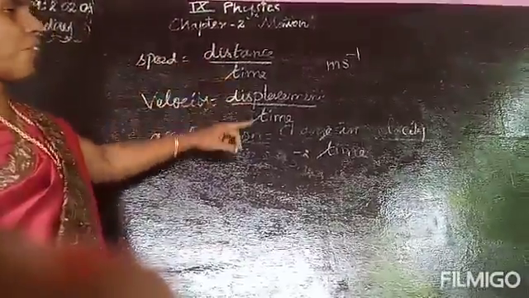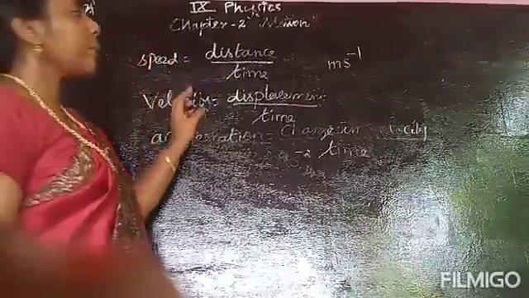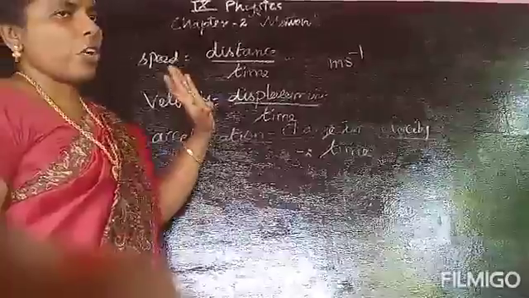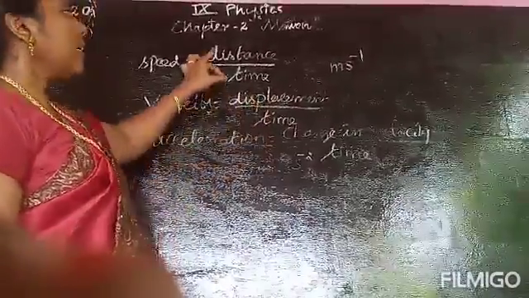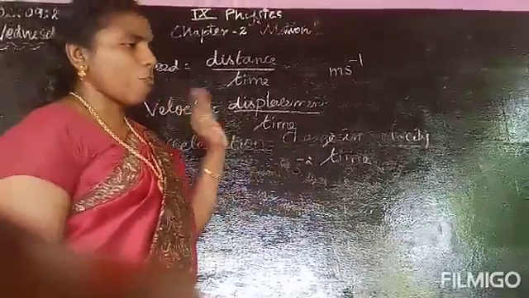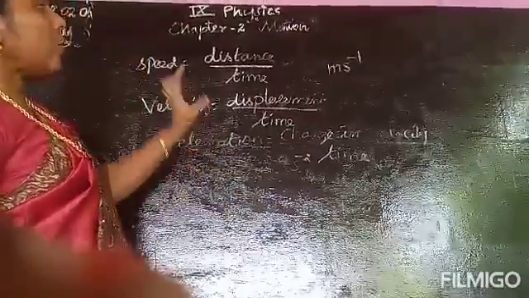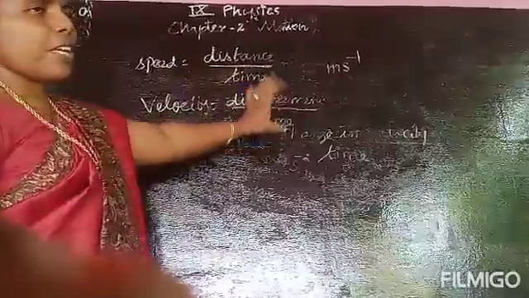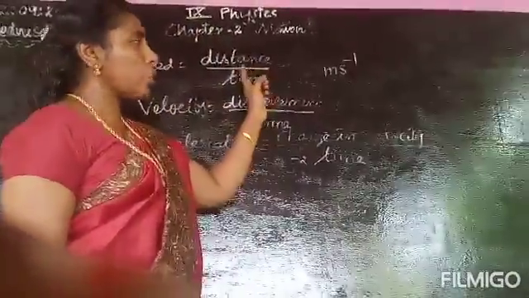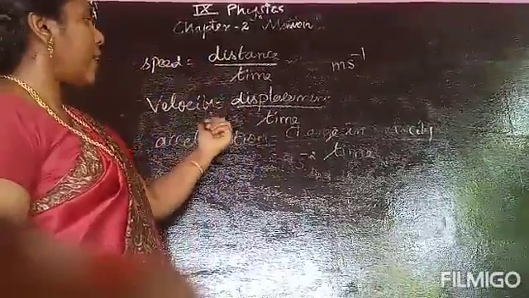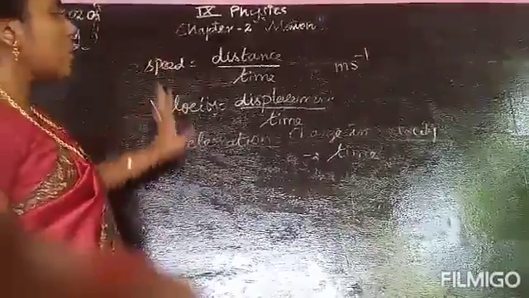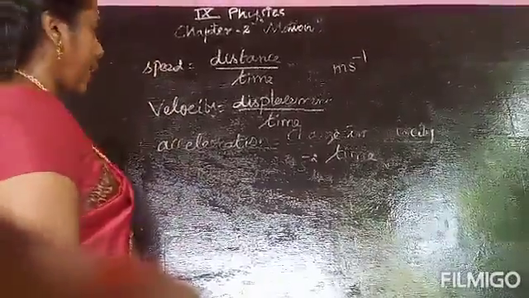By using these formulas, today we are going to learn the distance time graph, the velocity time graph, and the equation of motion. What are the three topics? Distance time graph, velocity time graph, and equation of motion. For that, these formulas are very important. I am thinking all the students know the formulas for speed, velocity, and acceleration.